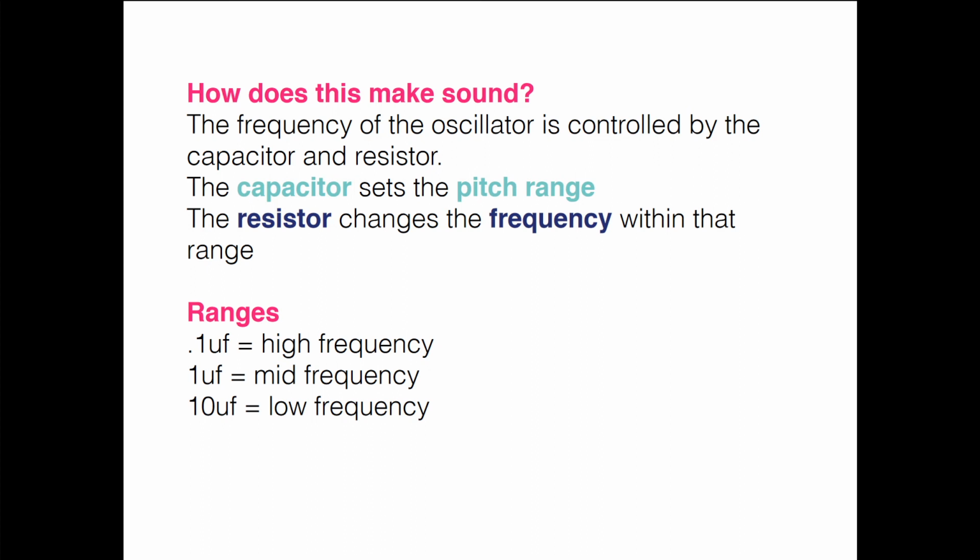How does all of this make sound? I bet you can think about it, right? So the frequency of the oscillator is controlled by the capacitor and the resistor. The capacitor sets the pitch range, and the resistor sets the frequency at which that waveform is created. A 0.1 microfarad capacitor is a high frequency because there's not a whole lot of charge there. It's going to go on and off and on and off. A 10 microfarad capacitor holds a lot of charge, so it can take longer to decharge. You get a low frequency.